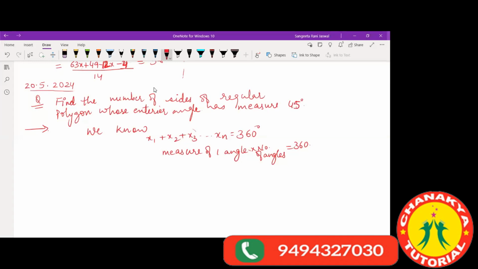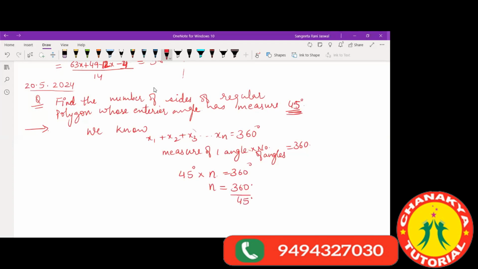Right? So in this question, we are given measure of one angle, that is 45 degrees, but we are not given how many angles there are. So total number of angles is not known to us. I'm just taking it n, because I had taken x before. So n into 45 is equal to 360 degrees. So how many are the number of angles here? n will be 360 divided by 45.